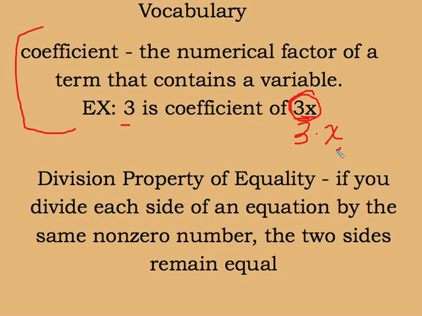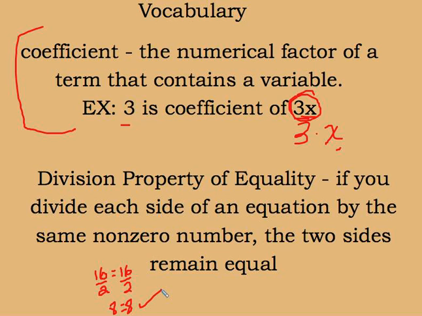Now, the division property of equality states that if you divide each side of an equation by the same non-zero number, the two sides will remain equal. So in other words, if I know that 16 equals 16, and I divide both sides of this equation by 2, I'll get 8 equals 8, which is a true statement.